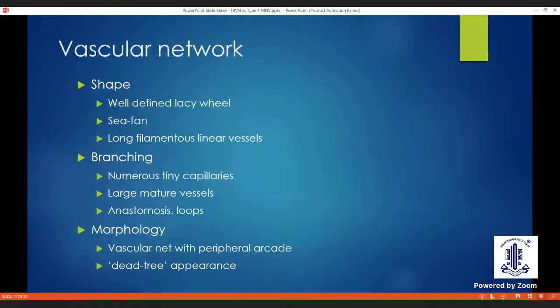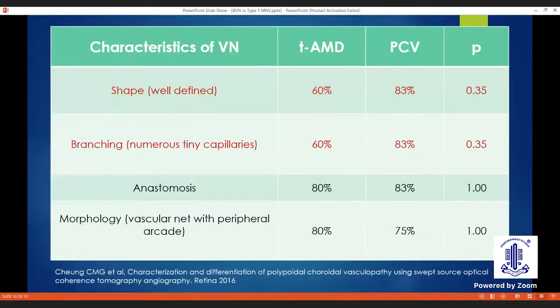The vascular network is basically described under three headings: the shape, the branching, and the morphology. And there is a study to suggest that the shape and the branching, or the numerous tiny capillaries, are predominantly seen in PCV. However, the p-value was barely significant in this.